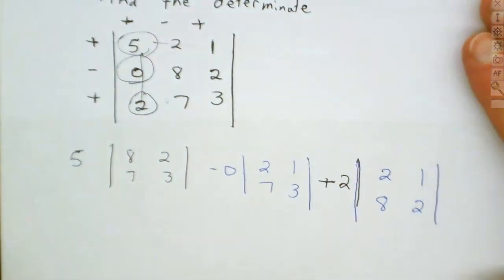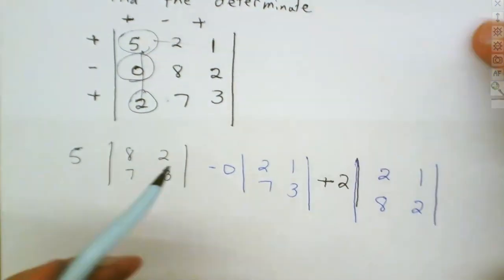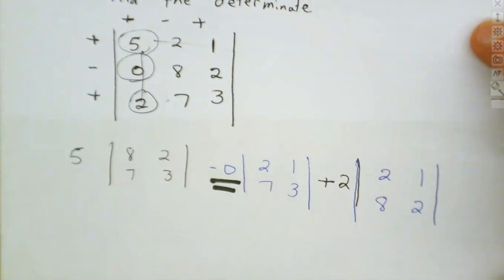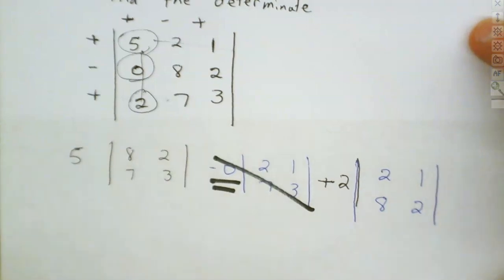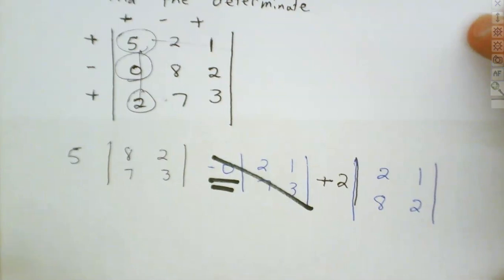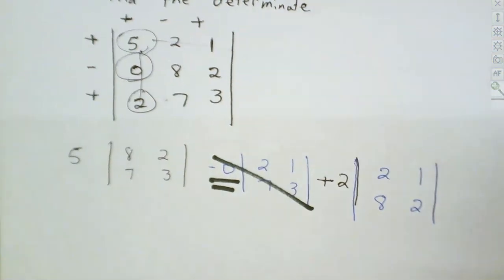We don't have to worry about this one here because this one has a 0. And we know 0 times anything is what? 0. So we don't even have to calculate it. That's why you want to expand around the zeros, because it's gone. Right? Doesn't matter. 0 times anything is just 0.